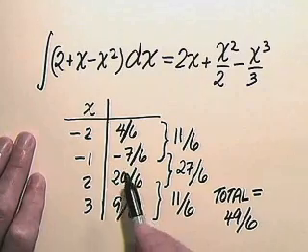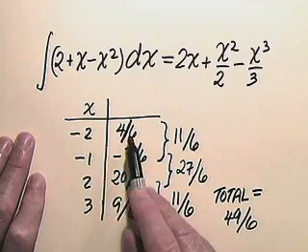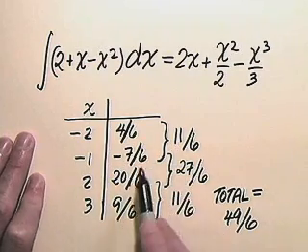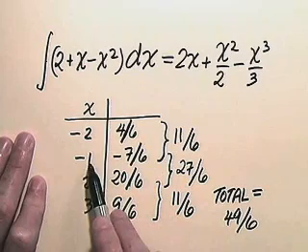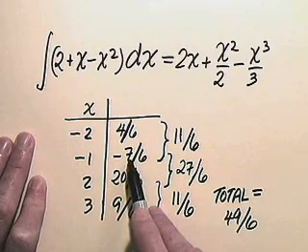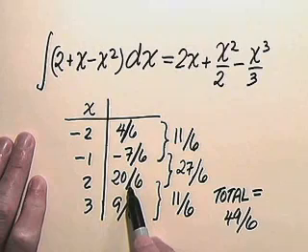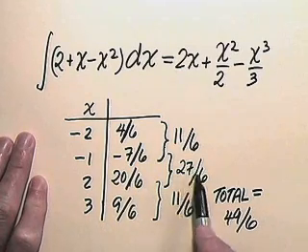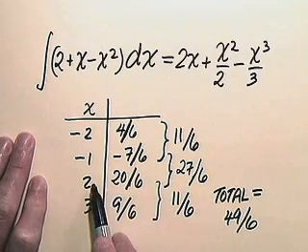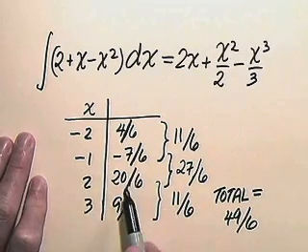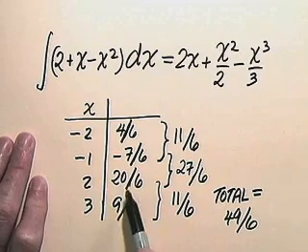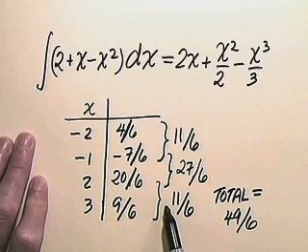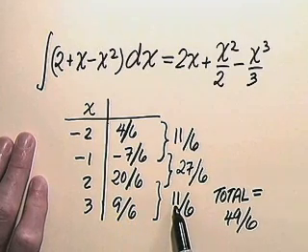So consequently, the area from -2 to -1 would be 4/6 minus a -7/6, which is 11/6. The area from -1 to 2 would be -7/6 minus 26, which is -27/6, but we're only interested in the absolute value, so that gives us 27/6. The area from 2 to 3 is 9/6 minus 26, which is -11/6. Again, we're only interested in the absolute value, so that gives us 11/6.